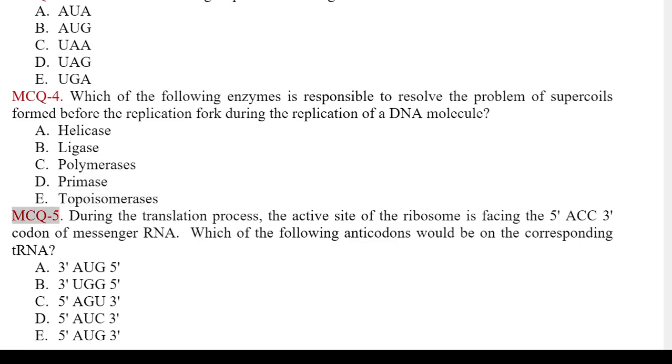MCQ 5. During the translation process, the active site of the ribosome is facing the 5'-ACC-3' codon of messenger RNA. Which of the following anticodons would be on the corresponding tRNA? 3'-UGG-5', 5'-AGU-3', 5'-AUC-3', 5'-UGG-3'.